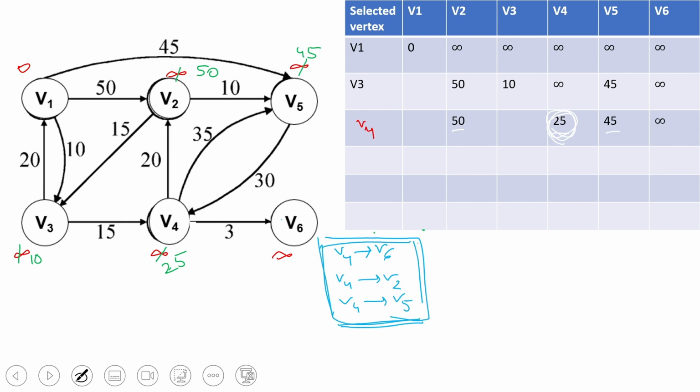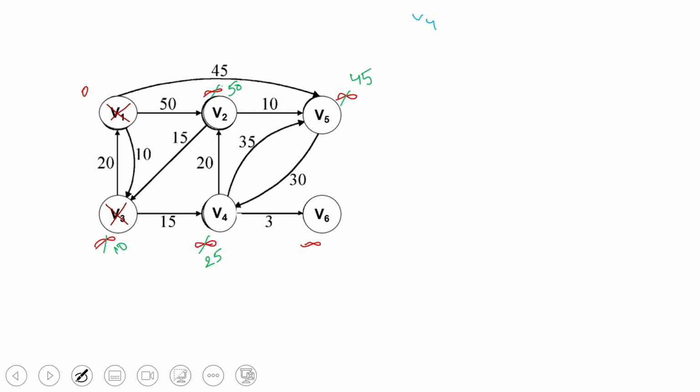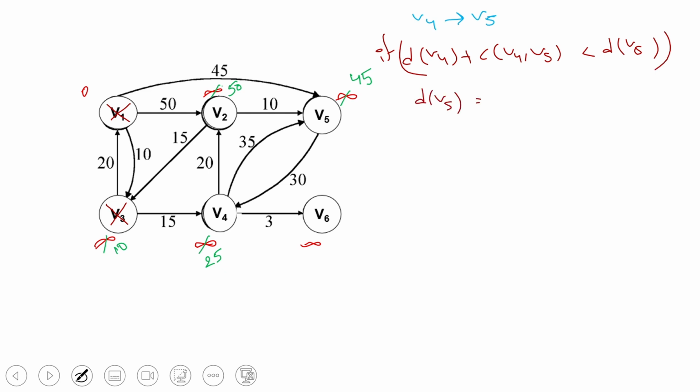Firstly v4 to v5. Okay, again tell me the formula. Distance of v4 plus cost of v4 comma v5 is less than distance of v5. If this is true, then distance of v5 equals distance of v4 plus cost of v4 comma v5. Now, what is distance of v4? Distance of v4 is 25, plus the cost of v4 to v5, I'm asking, which is 35.